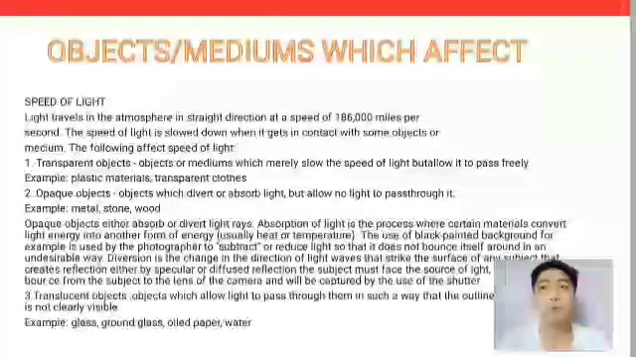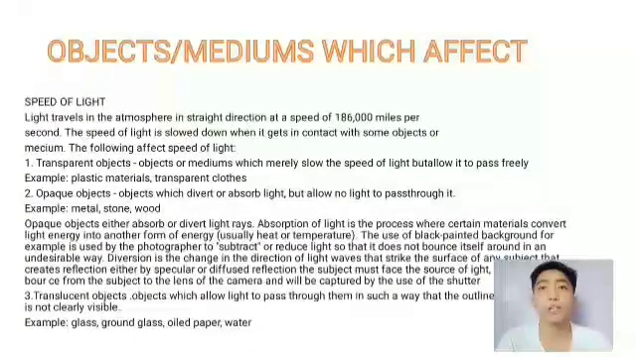Objects or mediums which affect the speed of light. Light travels in the atmosphere in a straight direction at a speed of 186,000 miles per second. The speed of light is slowed down when it gets in contact with some object or medium. The following affect the speed of light.